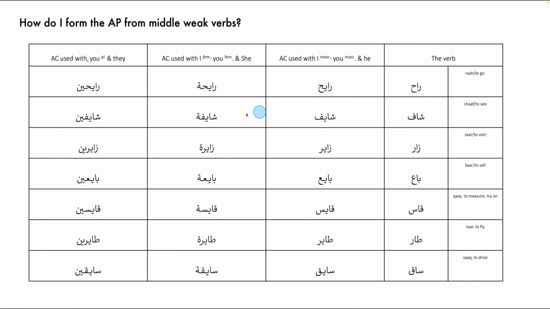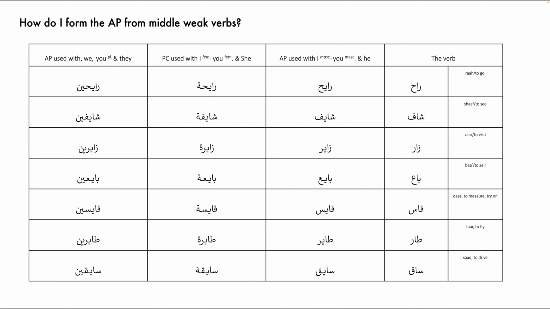Shaf would become shaif, shaife, shaifin. Zar would become zair, zaira, zairin. Ba' would become baya', baya'a, bayain. Qas would become qais, qaisa, qaisin. Tar would become tayir, tayira, tayirin. Saq would become sayiq, sayiqa, sayiqin.